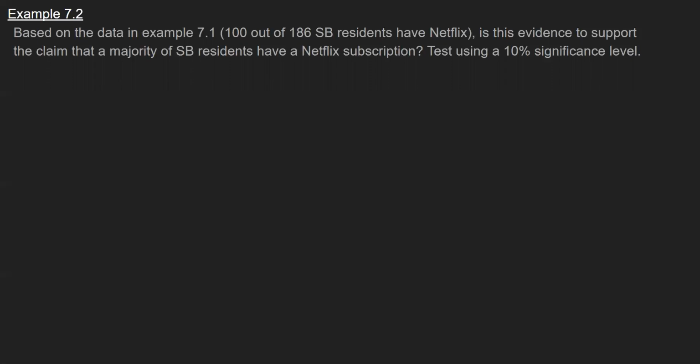So what we're going to look at now is this claim. Looking at the parameter of interest, we're looking at yes-no situations, so we're looking at the proportion of residents who have a Netflix subscription. That is this symbol P. Now, if the claim is that a majority of the residents, then that means more than half. Again, I like to start with just translating the words into symbols, and that will help me identify my null and alternative.